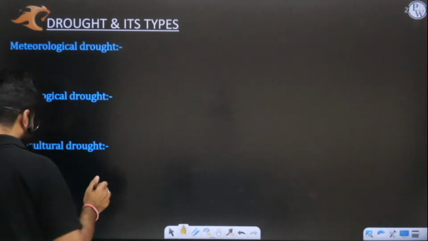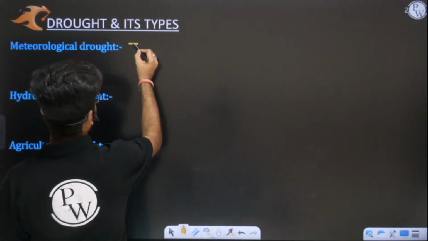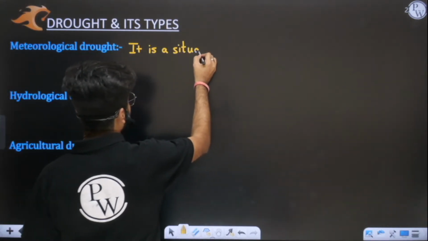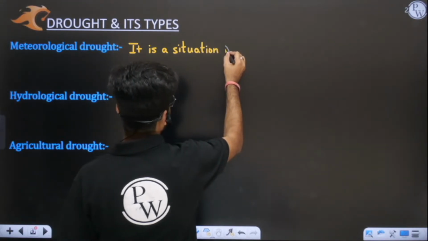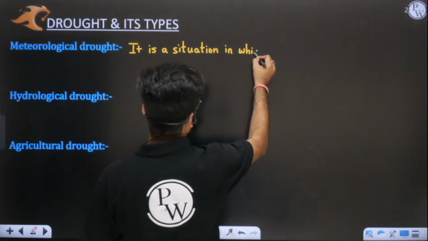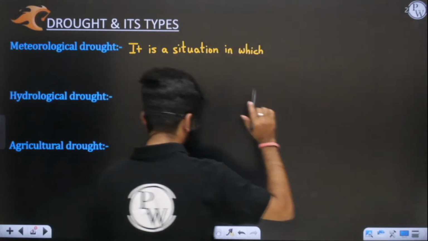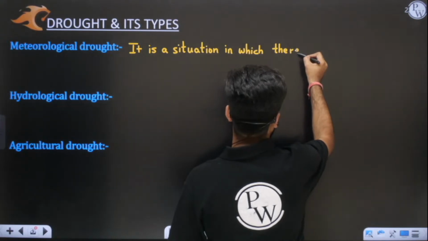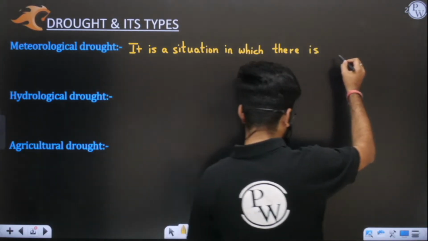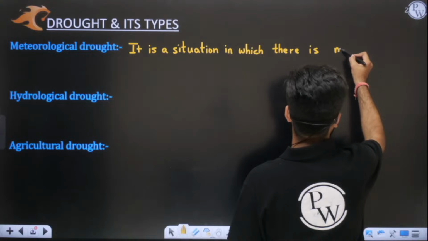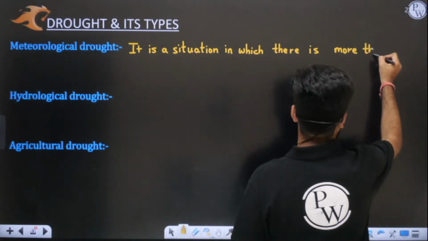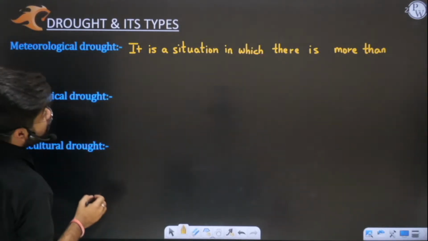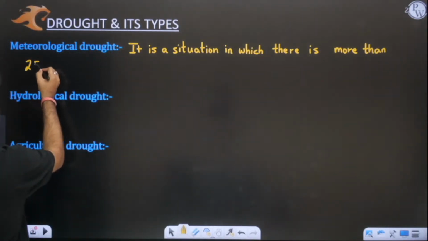So it is a situation in which there is more than 25% decrease. This is the basic definition, in which there is more than 25% decrease in precipitation.